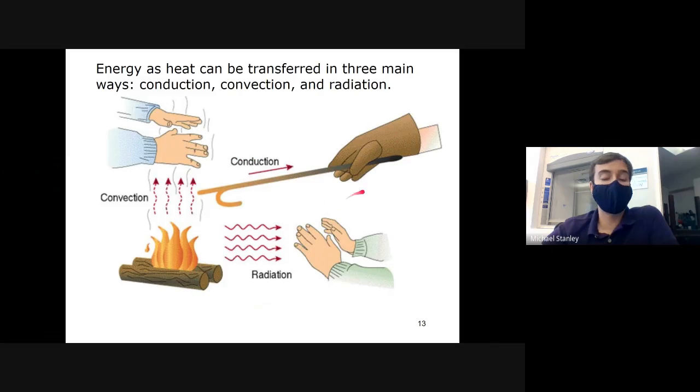I'll come back to this picture at the end after we talk about them. But essentially, conduction is heat moving by direct contact with something hot. Convection is heat moving through a big fluid like air or water. And radiation is the heat that naturally radiates out from a heat source.